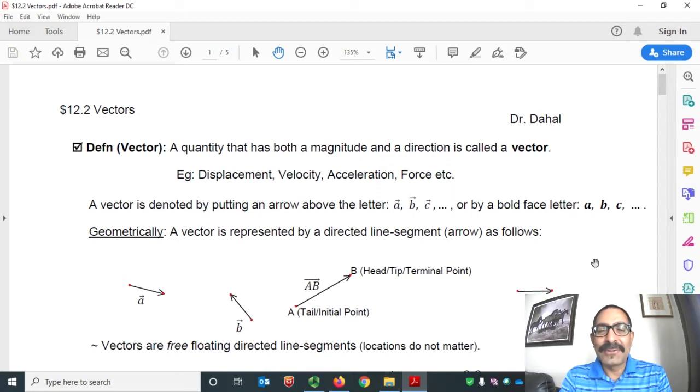In our last class we covered three-dimensional Cartesian coordinate systems, and in today's class we will start vectors. So let me start the class right away. First let me give you a definition of vectors.